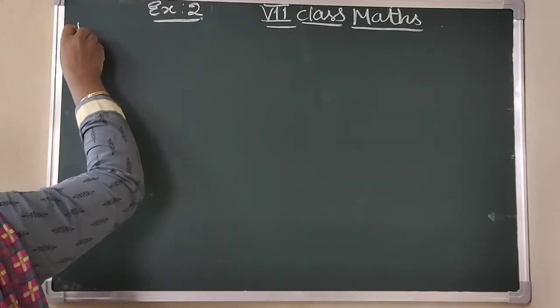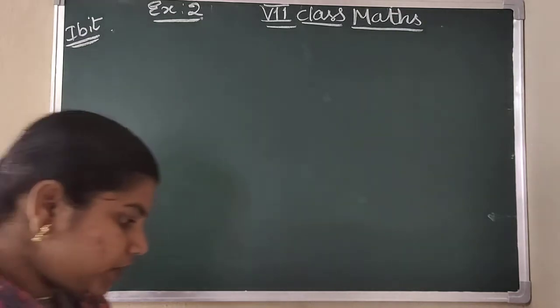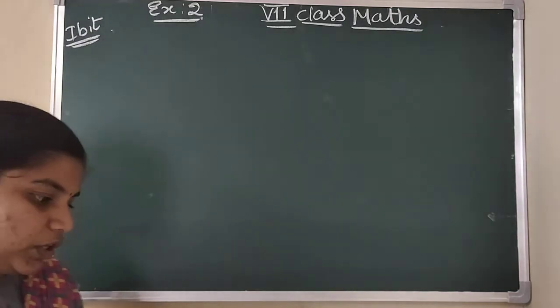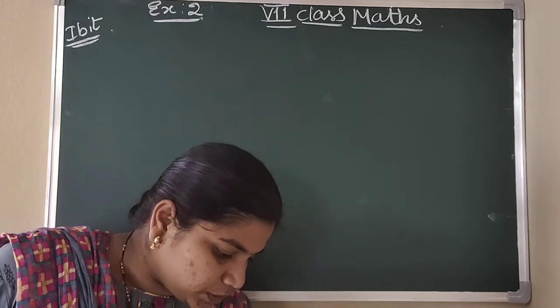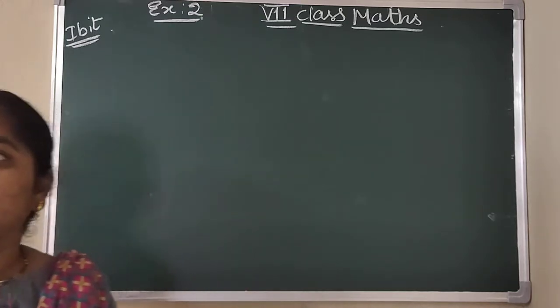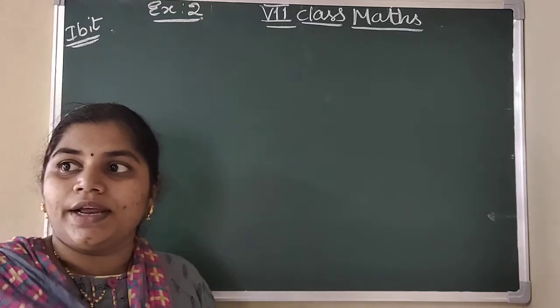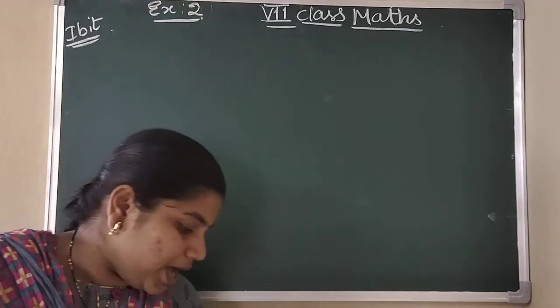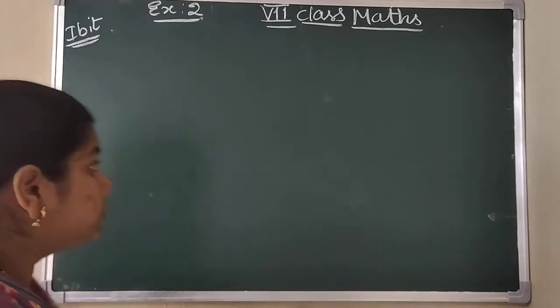In that first bit, so what is the first bit? Solve the following equation without transposing and check your answer. So without transposing, we have to solve the given variable, and also we have to check whether it is a correct answer or whether it is a wrong answer. So in that first one is what? X plus 5 is equals to 9.